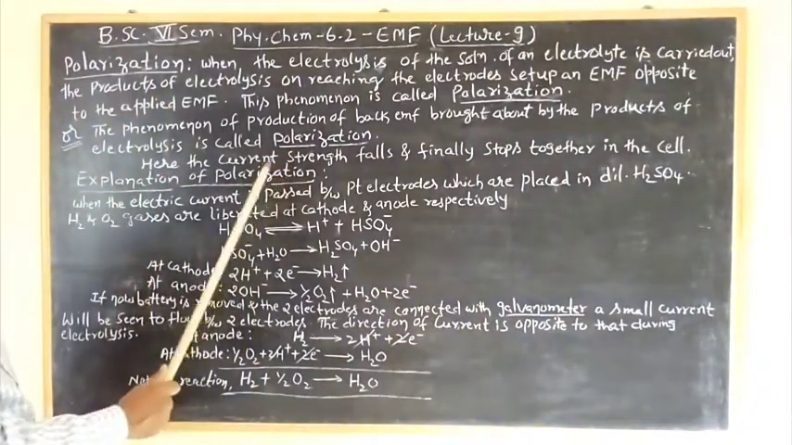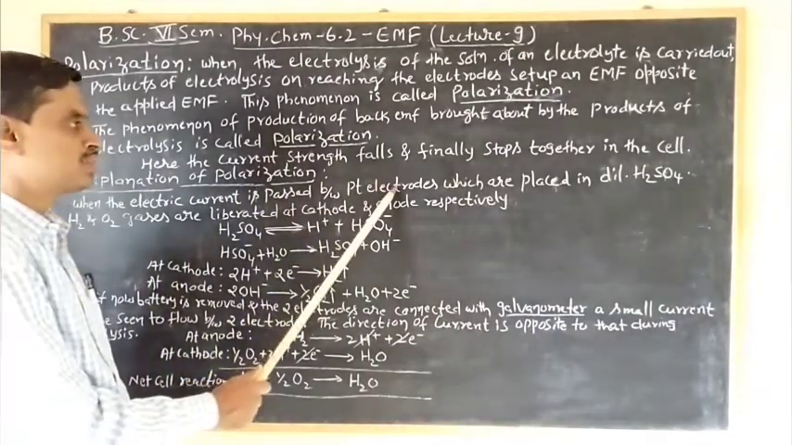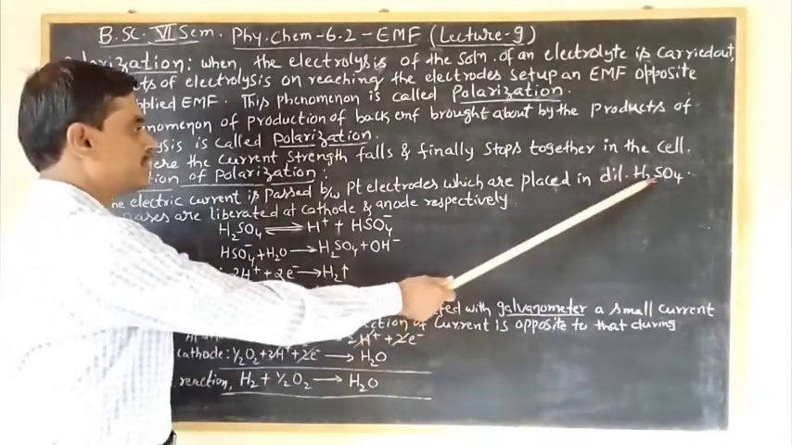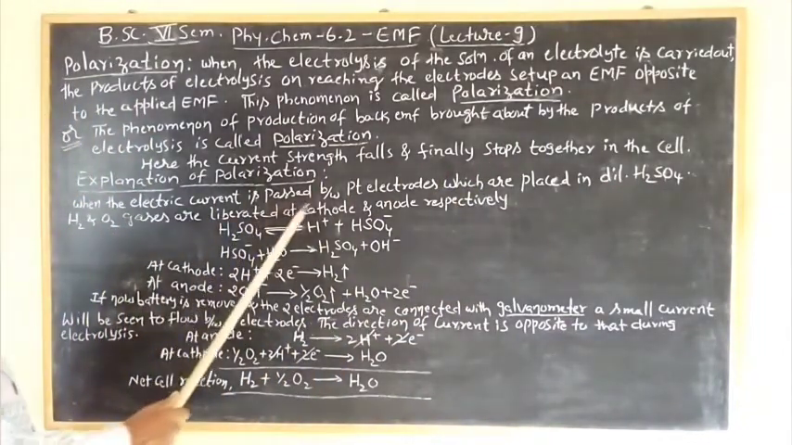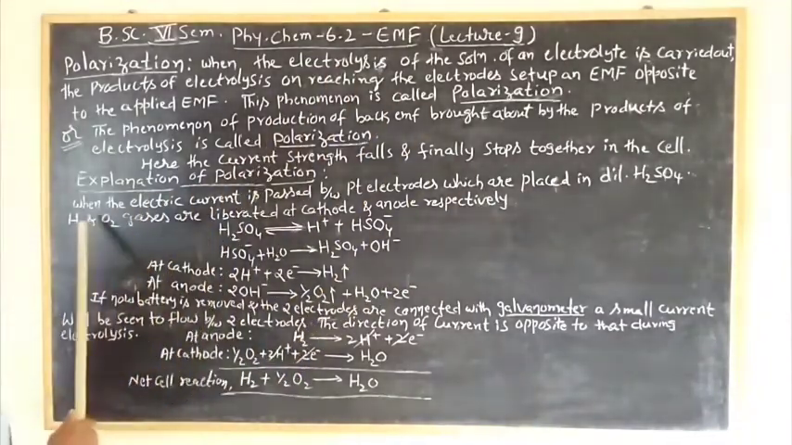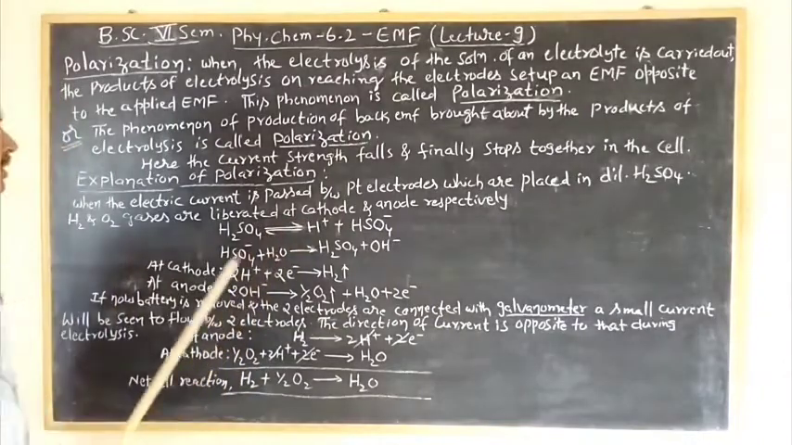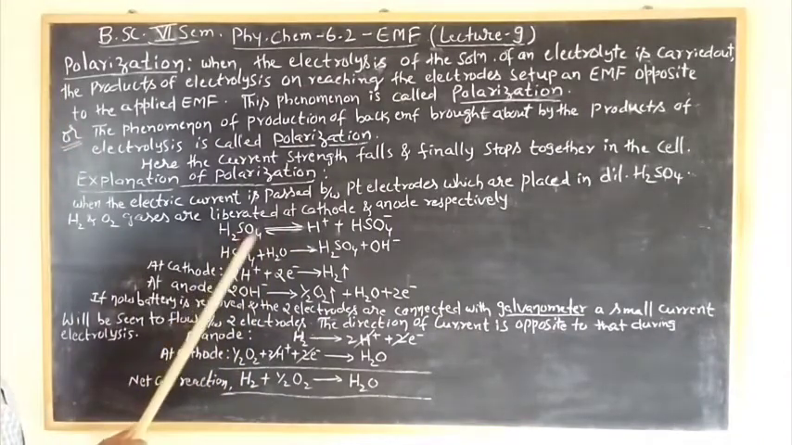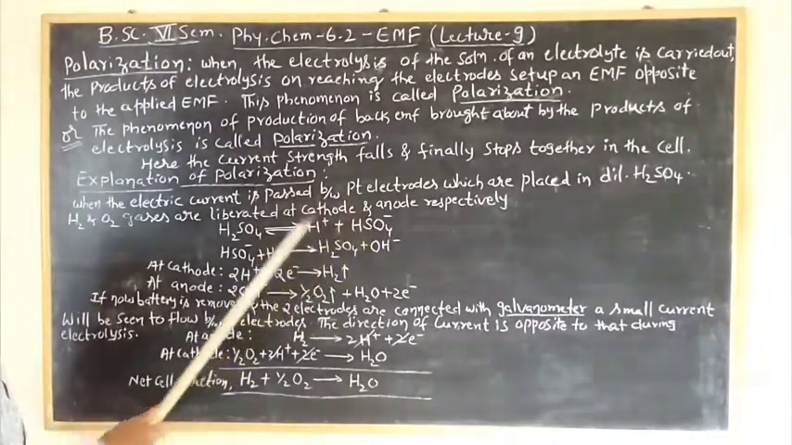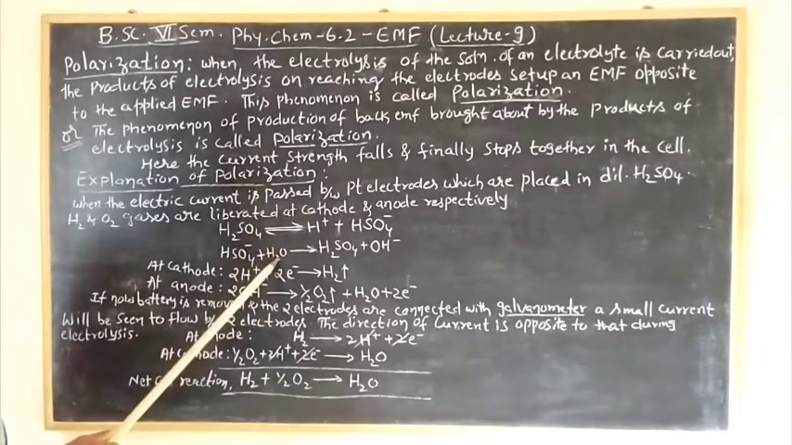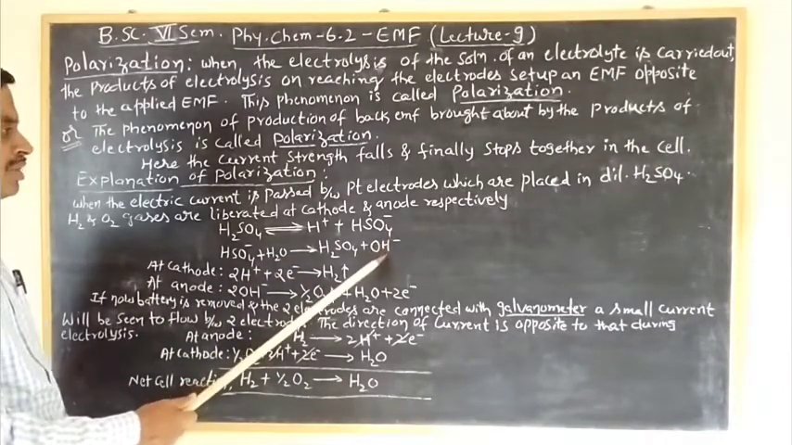Explanation of polarization, how this is taking place. When an electric current is passed between platinum electrodes placed in dilute sulfuric acid, then hydrogen and oxygen gases are liberated at the cathode and anode respectively. That means hydrogen gas is liberated at the cathode and oxygen gas at the anode. First is dissociation of sulfuric acid into H+ and HSO4-. This is the bisulfate ion. Then this bisulfate ion HSO4- reacts with water to form sulfuric acid and the hydroxide OH- ion.